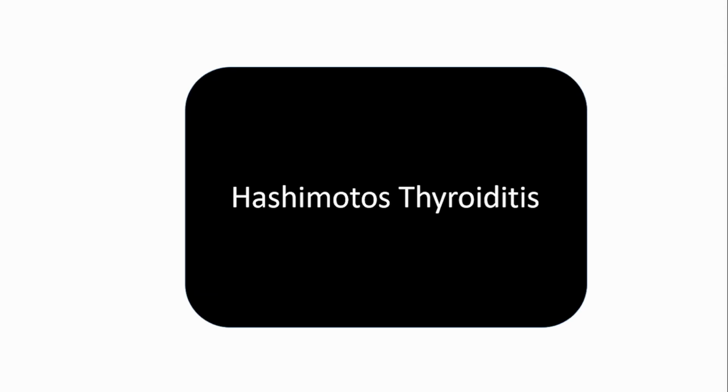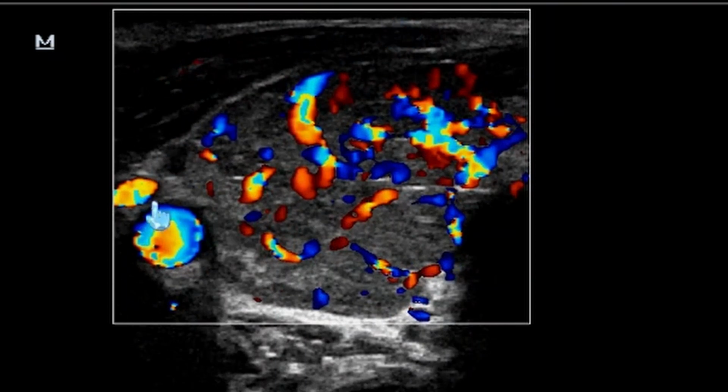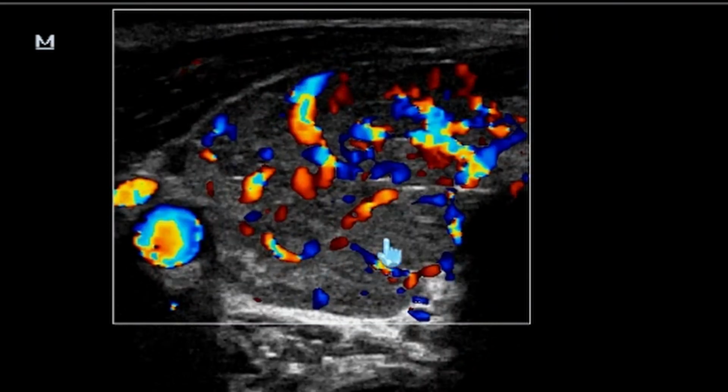Here is a case scenario of a patient who was clinically known to have the condition of Hashimoto's thyroiditis. What are the findings sonographically? What we are seeing here is the right lobe of the thyroid, and you can see that there is chaotic flow on the lobe. This type of flow, or hyperperfusion, is what is typically called the Thyroid Inferno.